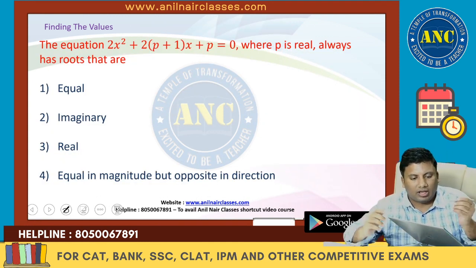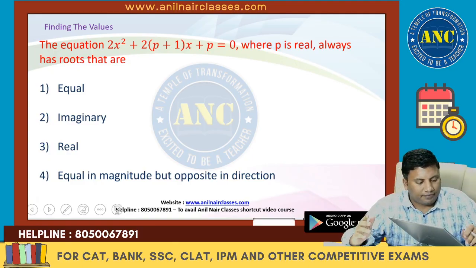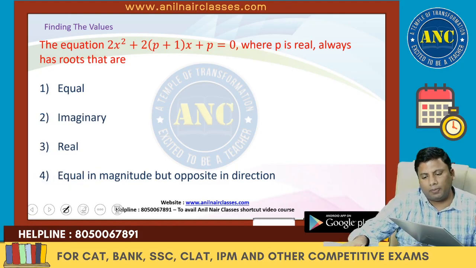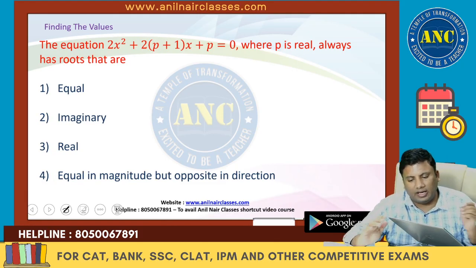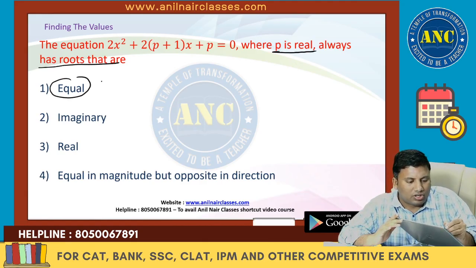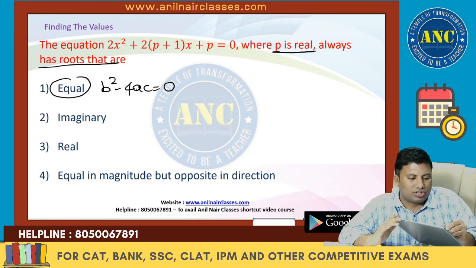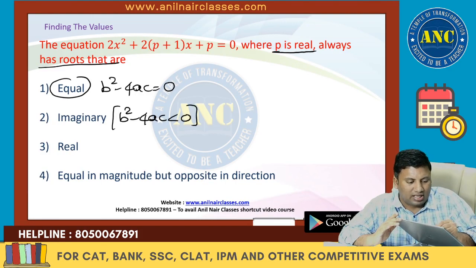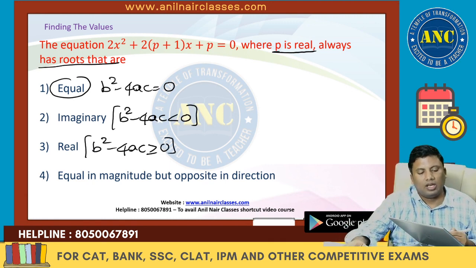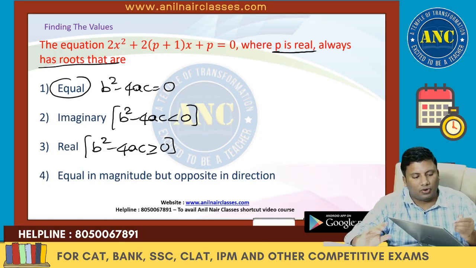Now, another question. There is an equation: 2x square plus 2 into (p plus 1) x plus p equivalent to 0. P is real. Always the roots are equal. Roots are equal means b square minus 4ac equivalent to 0. Roots are imaginary: b square minus 4ac less than 0. Roots are real: b square minus 4ac greater than or equivalent to 0.